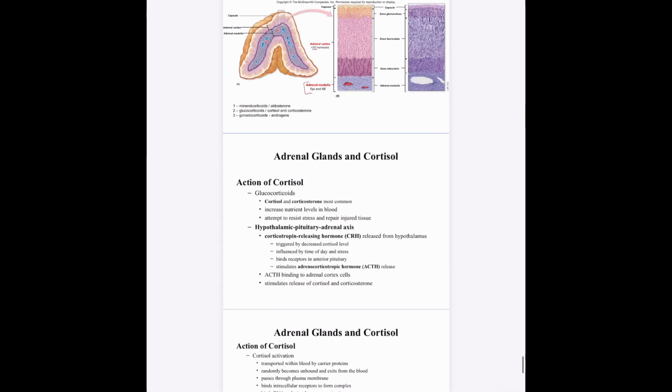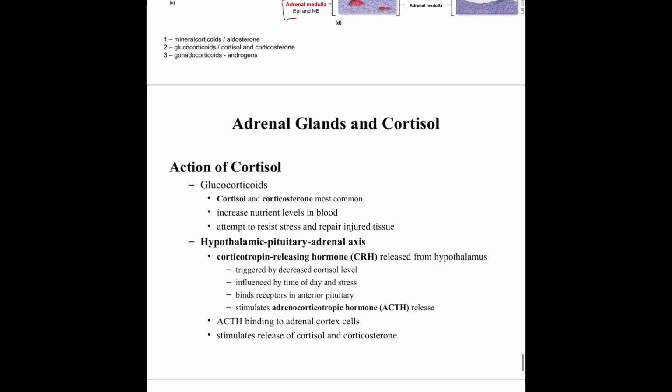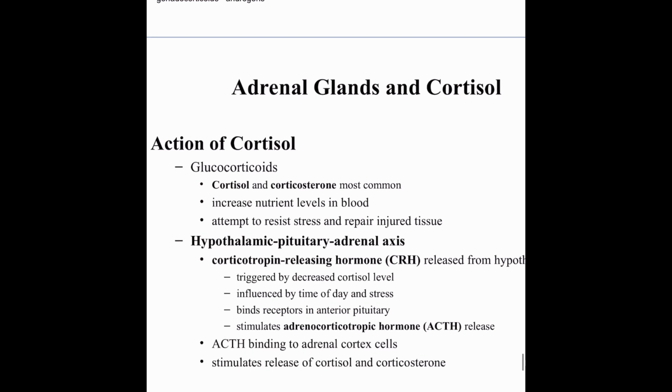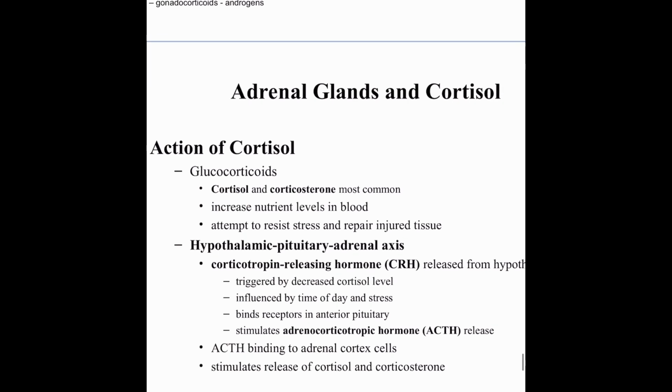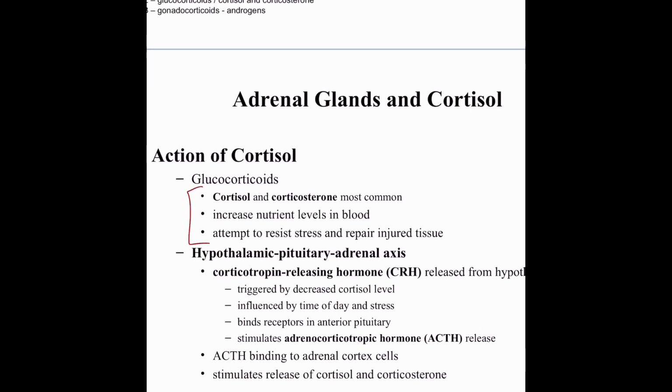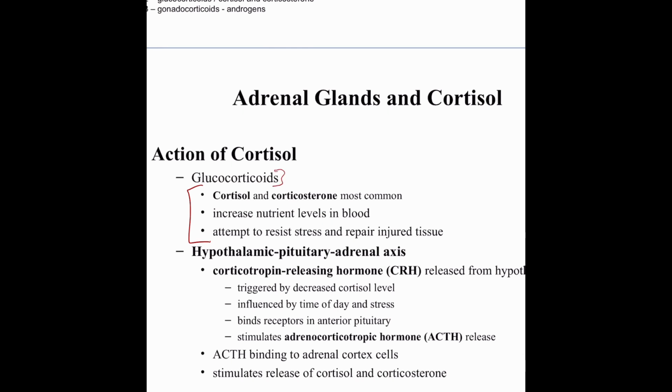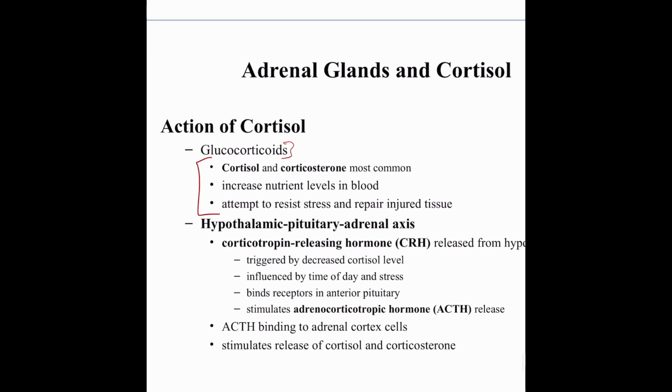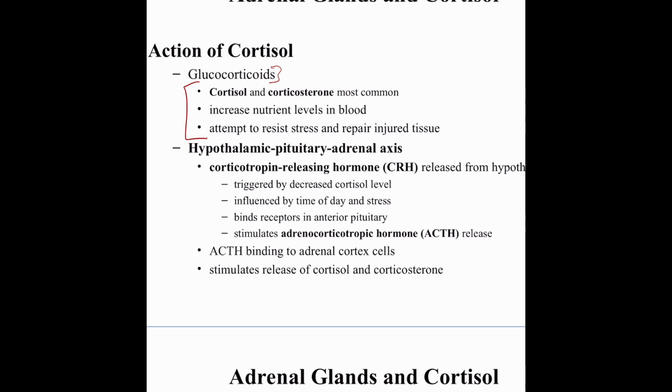Right. And action of cortisol, most common. So what does cortisol do? It increases nutrient levels in blood. That would be a main takeaway. So cortisol and corticosterone, which would be the most common action of glucocorticoids. Again, the umbrella term, and then the more specific under that umbrella term, hypothalamic pituitary adrenal axis, corticotropin releasing hormone.